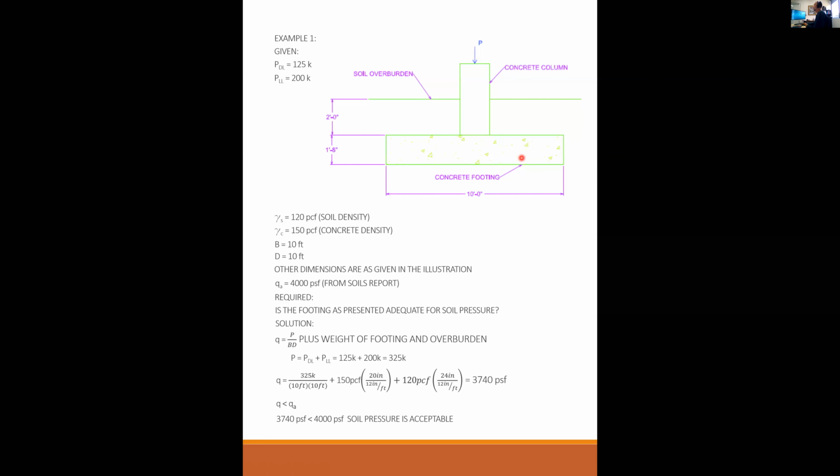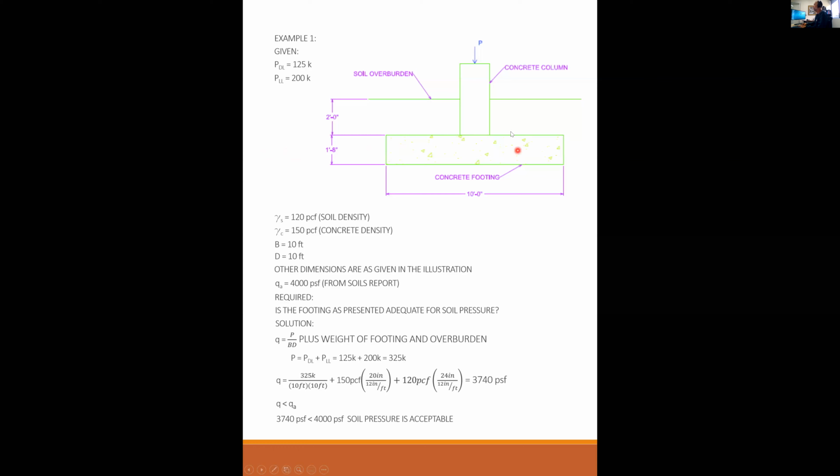The other criteria is one footing compared to another footing over here that's so far away, you should not have too much differential deflection. And that's actually a lot more critical. If the whole building goes down 2 inches, okay, who cares? The whole building went down 2 inches. Who's going to notice that?